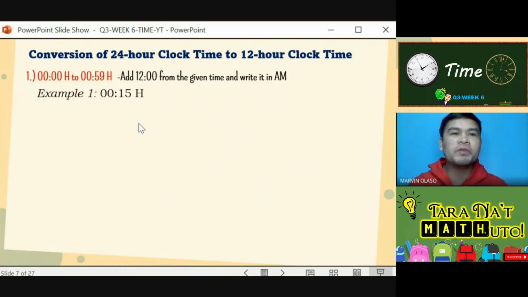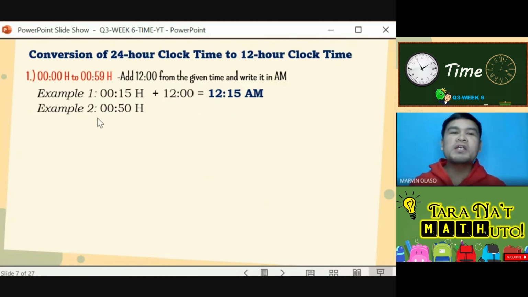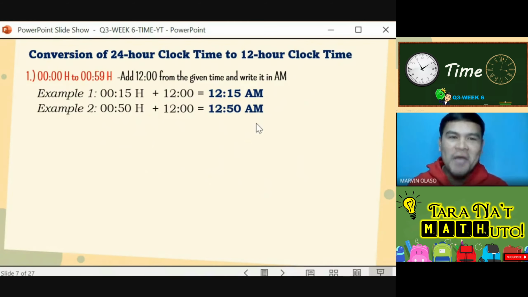For example, 00:15 hours, dadagdagan mo lang yan ng plus 12, so is equal to 12:15 AM. Ibig sabihin yan, 00:15 hours is equal to 12:15 AM, madaling araw. Another example, 00:50 hours. Plus 12 mo lang, so it means 12:50 AM.